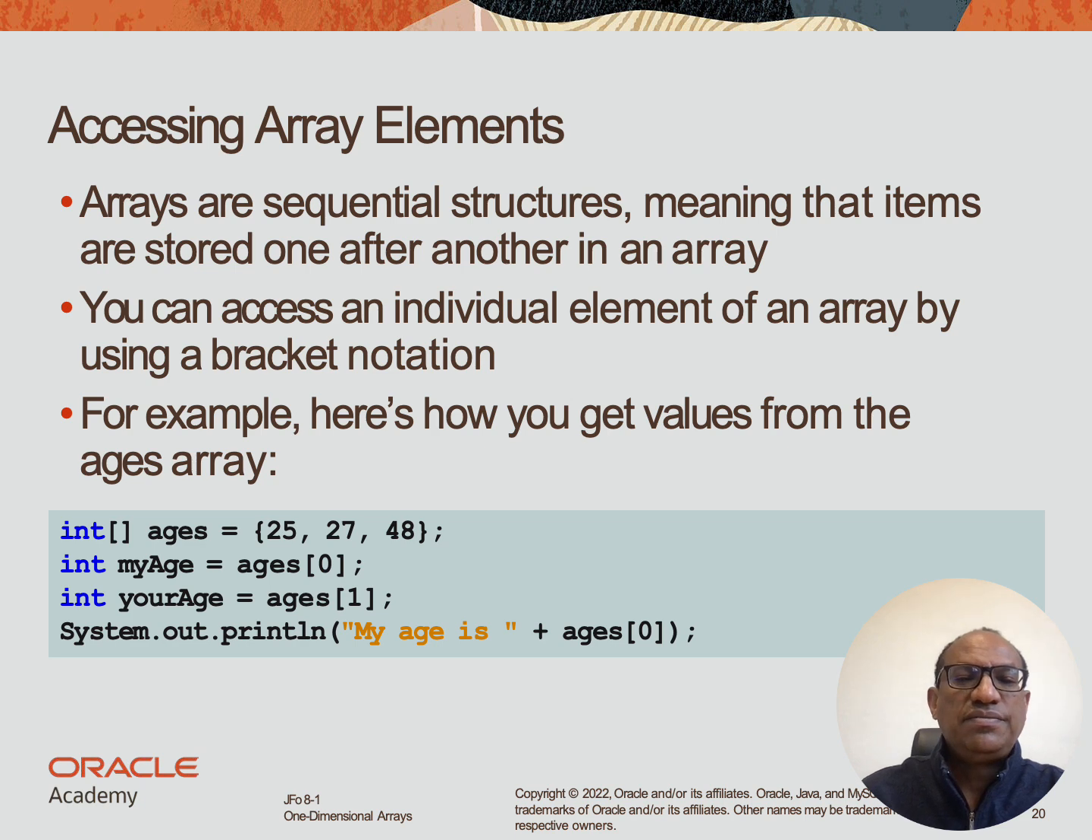Accessing elements. int age = ages[1]. This gets the second value in the array.